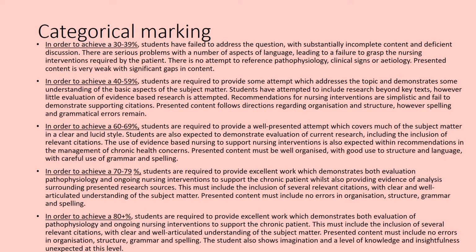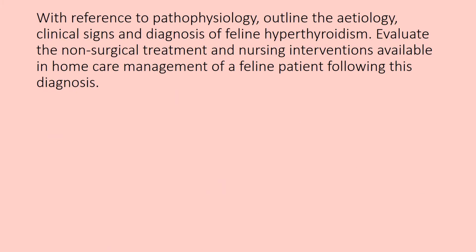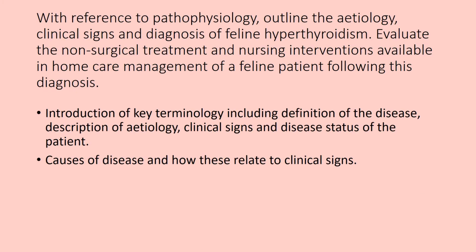So that's the method that we'll be marking your essay questions to, but obviously with all questions there are things that we are specifically looking for. In this particular case, if we look at the question, obviously it's describing pathophysiology, etiology, clinical signs and diagnosis. So as with all essays, we'd always expect there to be an introduction to start with, and in this situation we would expect there to be a definition of the disease, description of etiology, clinical signs and disease status. Now the question itself identifies those things as requirements, so I would hope that if you're clear and you highlight the things that are expected, that should be quite self-explanatory.